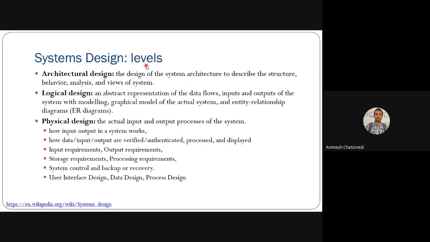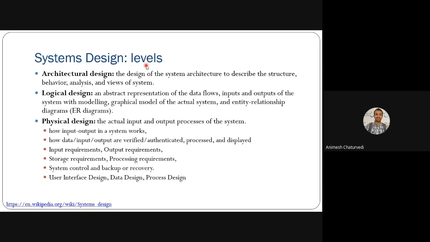Then we'll see the levels of the system design. First is the architectural design level. In this, the most basic and fundamental form of the design takes place, where you model and describe the structure, behavior and analysis of that system, how that system would be viewed.